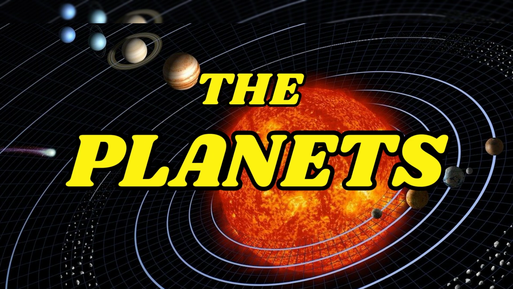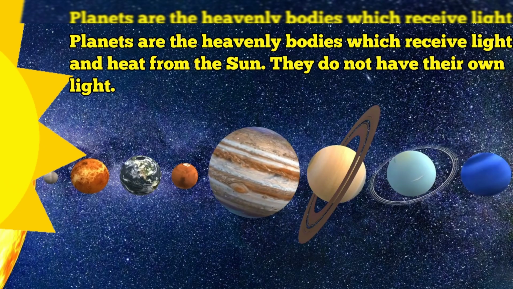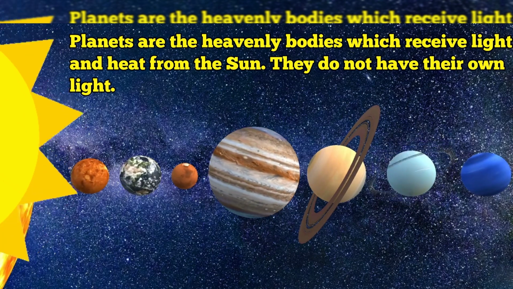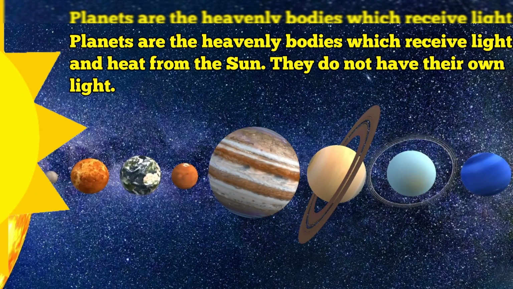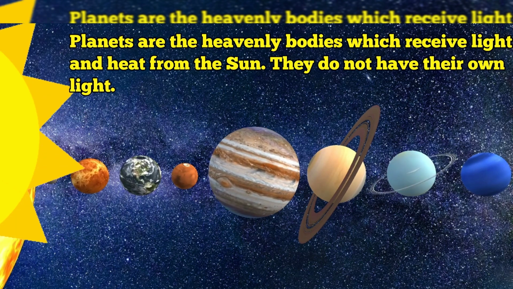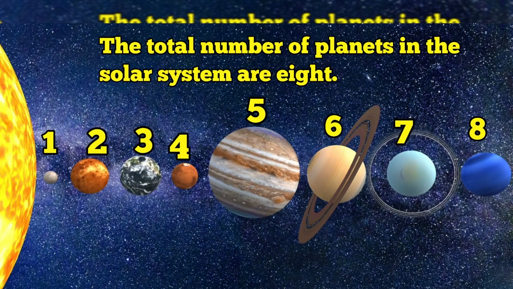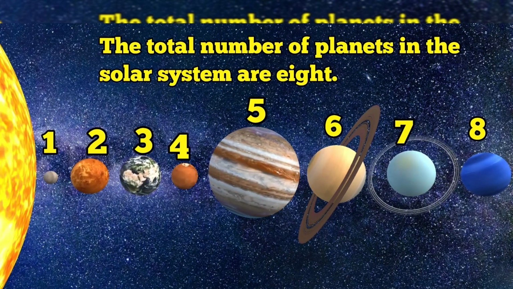The planets. Planets are the heavenly bodies which receive light and heat from the Sun. They do not have their own light. The total number of planets in the solar system is 8.